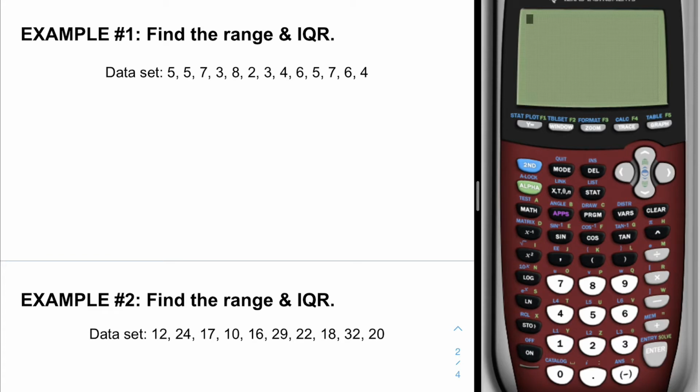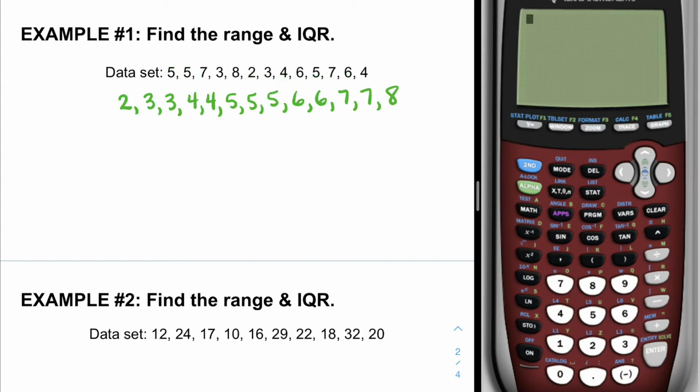So, example one, I want to find the range and the IQR. The first thing I'm going to do is arrange this in order from least to greatest. So I have 2 written once, 3 is written twice. And I'm going to cross them off as I go. 4 is written twice. 5 is written 3 times. 6 is written twice. And then 7 is written twice, and 8 is written once.